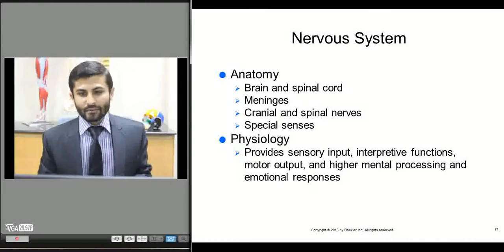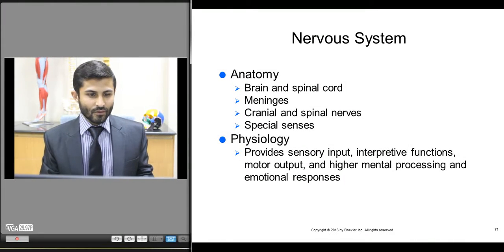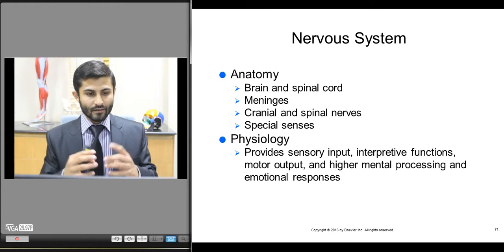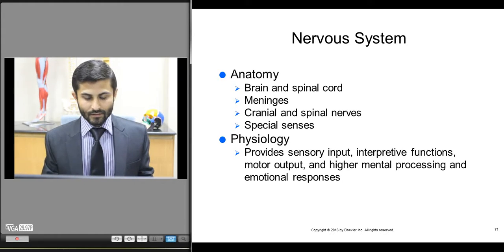Nervous tissue: in anatomy we look at the brain and the spinal cord, and we look at the meninges. These meninges are the coverings of the central nervous system.